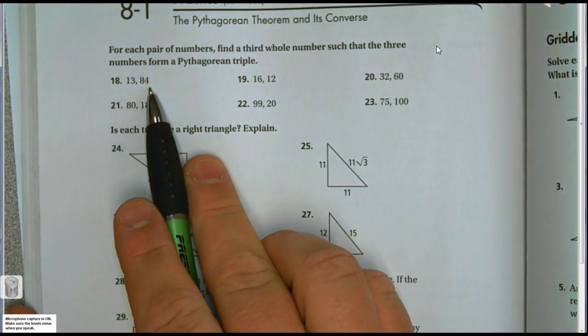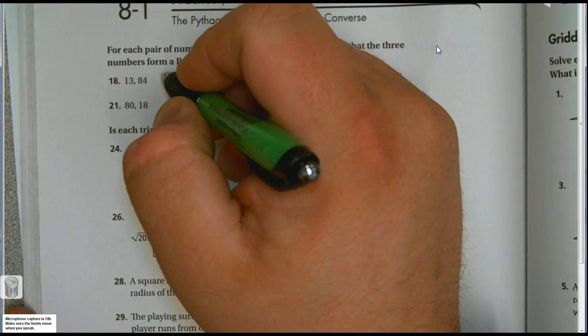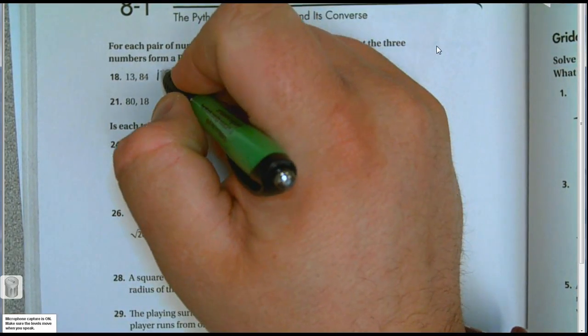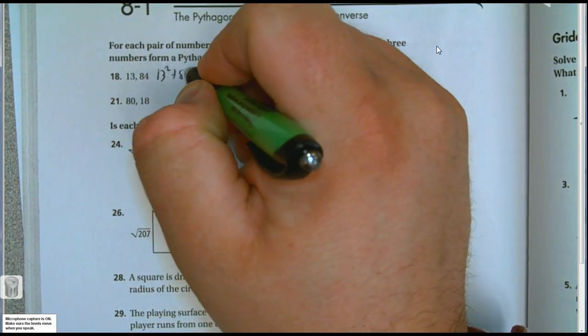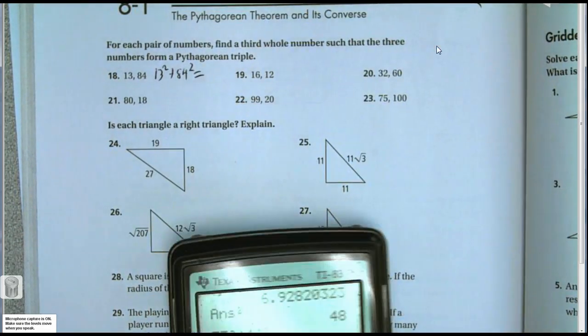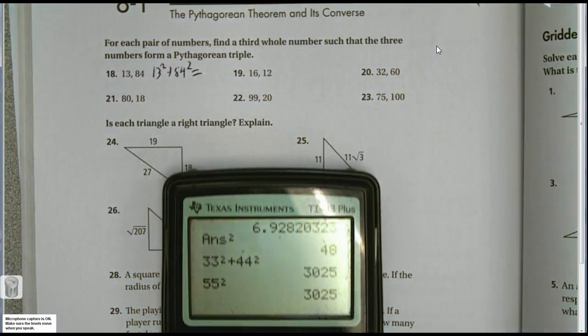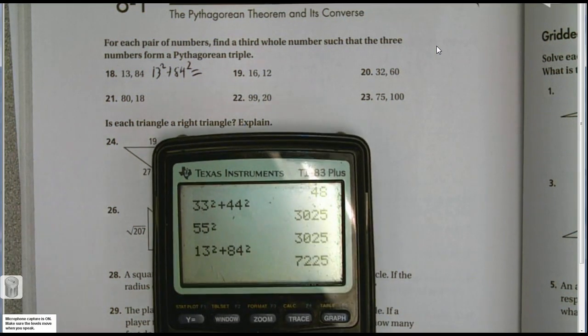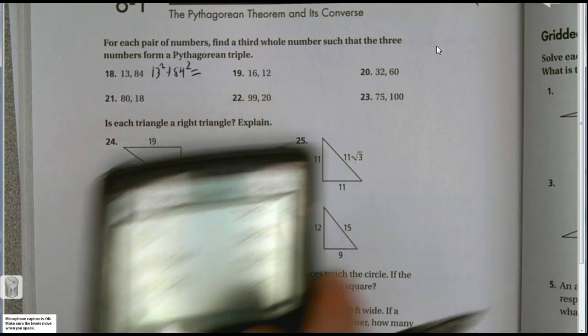what's the third number that would make this a Pythagorean triple? Well, you can try 2 things. I'm going to do number 18 with you. You can say 13 squared plus 84 squared equals, and then take the square root of that. So we're going to go to the calculator here. And I'm going to hit the square root of that number. All right, I got 85.